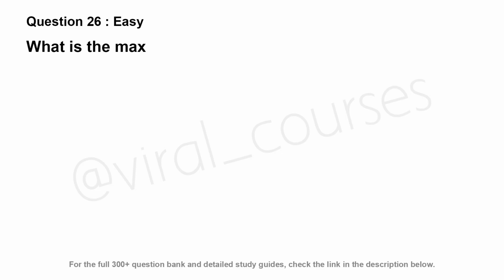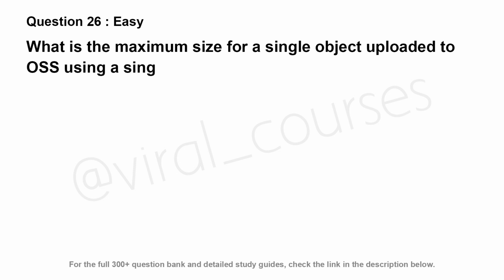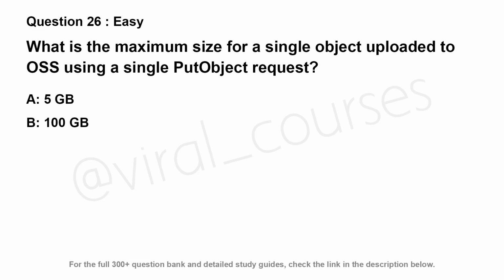What is the maximum size for a single object uploaded to ACA using a single put object request? Option A, 5 GB. Option B, 100 GB. Option C, 5 TB. Option D, 48.8 TB.